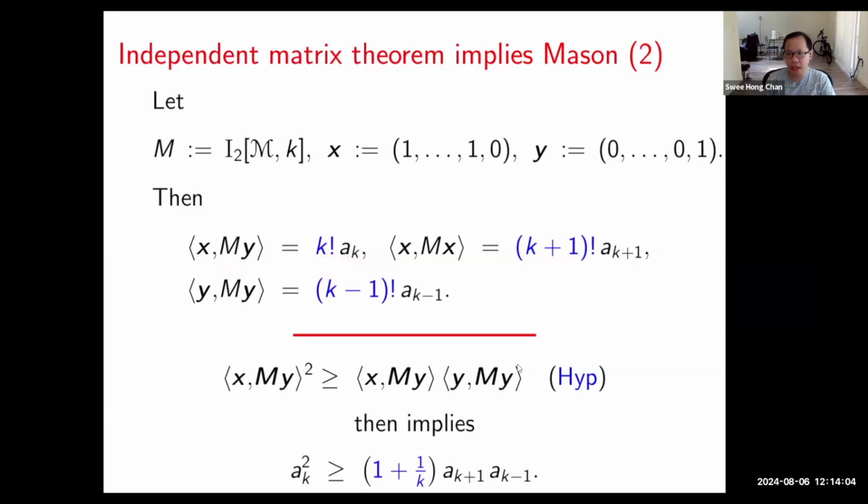a_k is a number that appears in Mason's conjecture. The k factorial appears because remember, we are dealing with words, not with subsets. Given an independent subset, there are k factorial possibilities to make it into a word. That's why you get the k factorial, and the same reason behind (k plus 1) factorial and (k minus 1) factorial. So now you put this into the calculation, the 1 plus 1 over k then follows from these three constants. That is how the independent matrix theorem implies Mason 2.